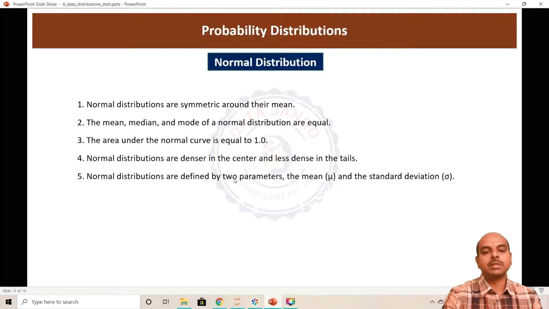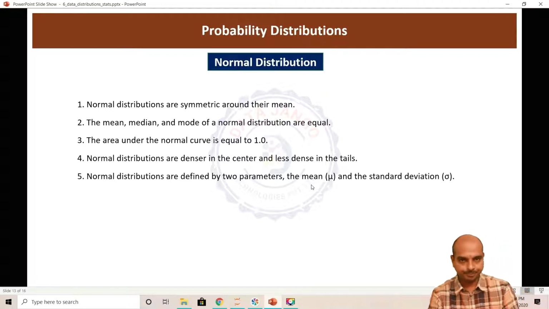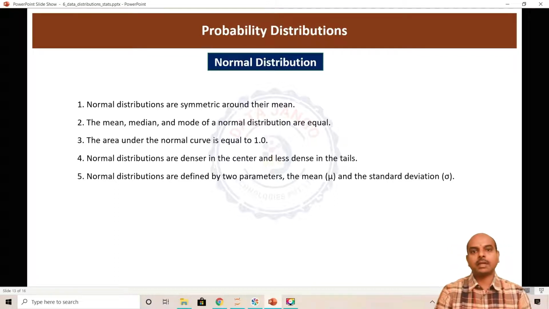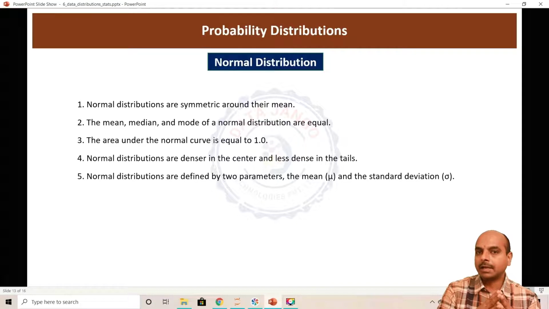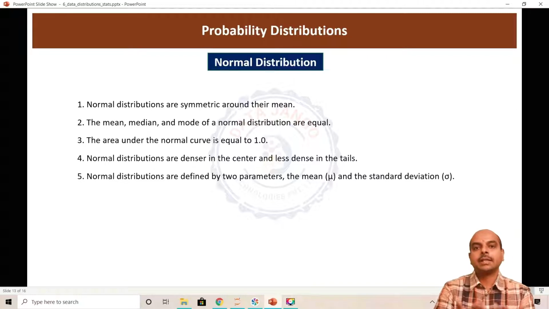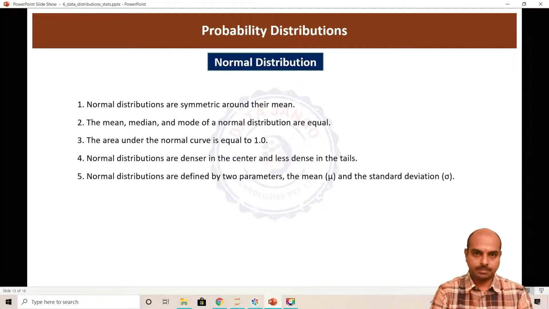Normal distributions are defined by 2 parameters, mean and standard deviation. So these are all the important concepts about normal distribution. And when your data is forming a bell curve, and if you know the mean and standard deviation, you can understand the data's patterns and then accordingly make decisions. That's the use of normal distribution or any theoretical distribution. Thank you.